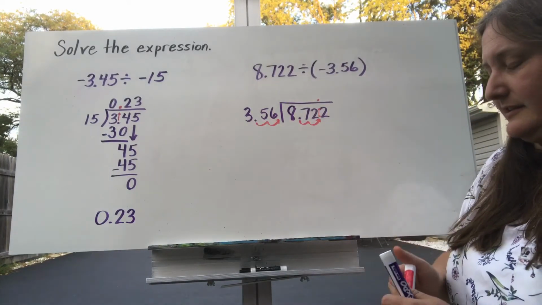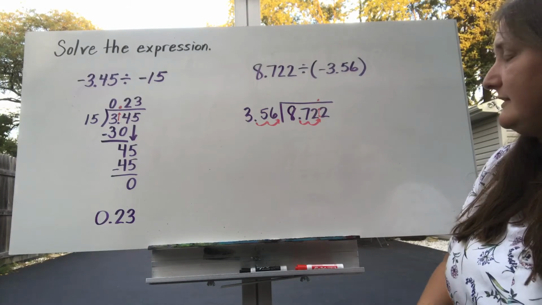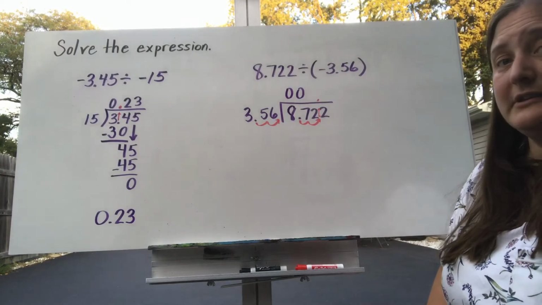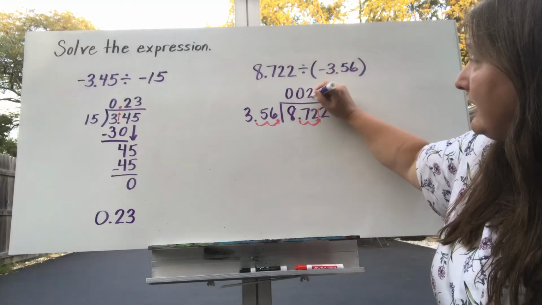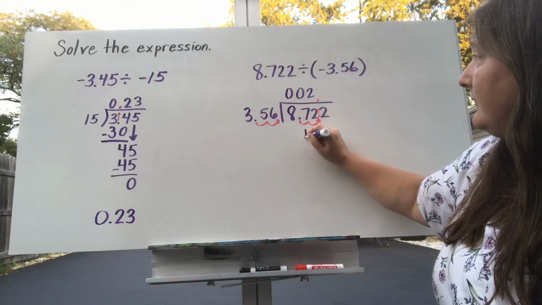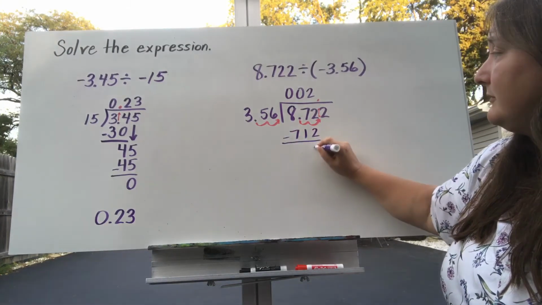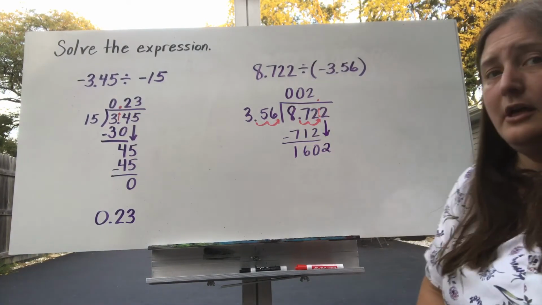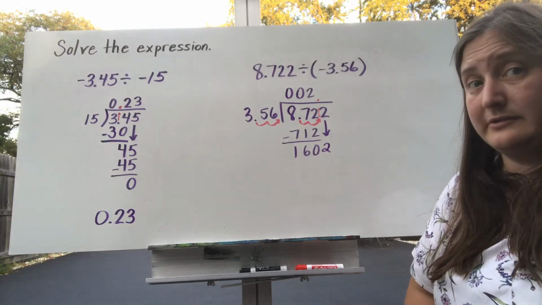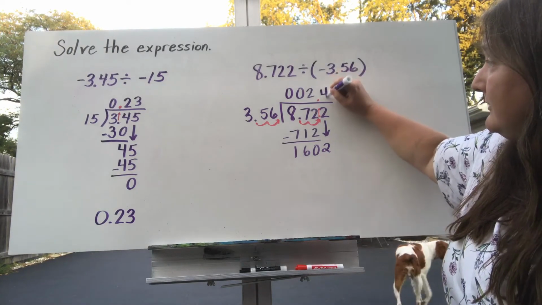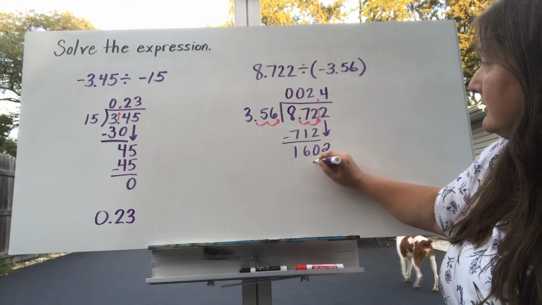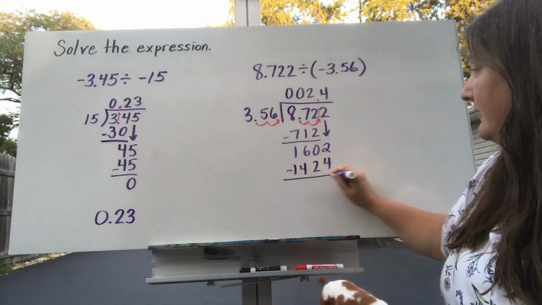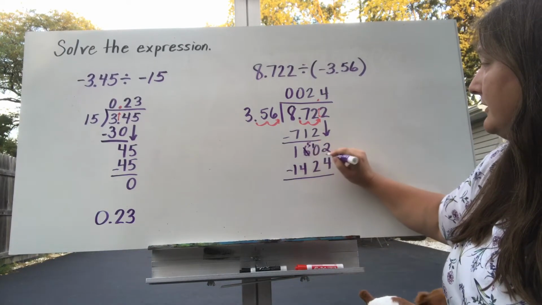So 356 is my number now. 356 does not go into 8, does not go into 87. 356 will go into 872 twice. So that gives me 712. So I'm going to subtract here, and I'm going to have 160 left over, bring down my 2. So 356 will go into 1,602, I believe, 4 times. It's giving me 1,424. See what's left over here.